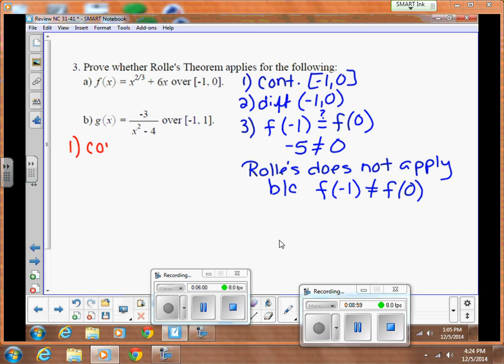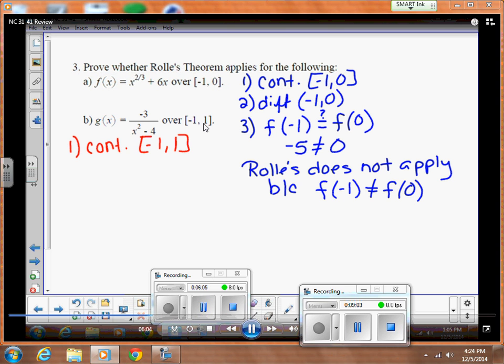Okay? Now in part B, is this a continuous function? Yes, it is over the interval from negative 1 to 1. If I look at the function, what would make it undefined is if x was positive or negative 2. However, positive or negative 2 is not in the interval. So then it is continuous.